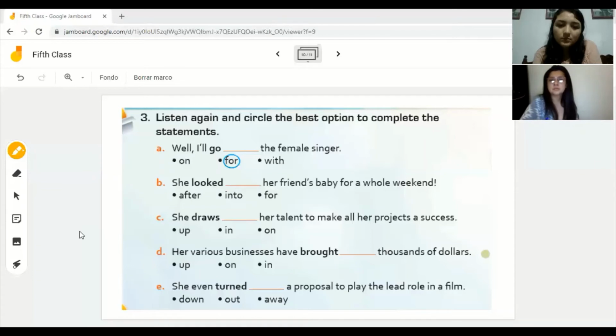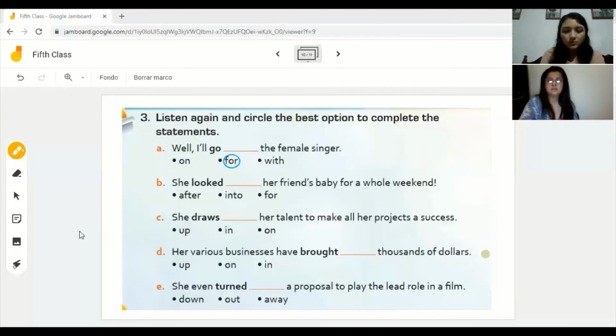You're right. She is a very reliable person who is as curious as a cat. The interesting news is, besides her wonderful career as a singer, she has been successful as a businesswoman. She draws on her talent and beauty to make all her projects a success. What people may not know is that Paulina is wise with money, and her various businesses have brought in thousands of dollars for herself and her family.